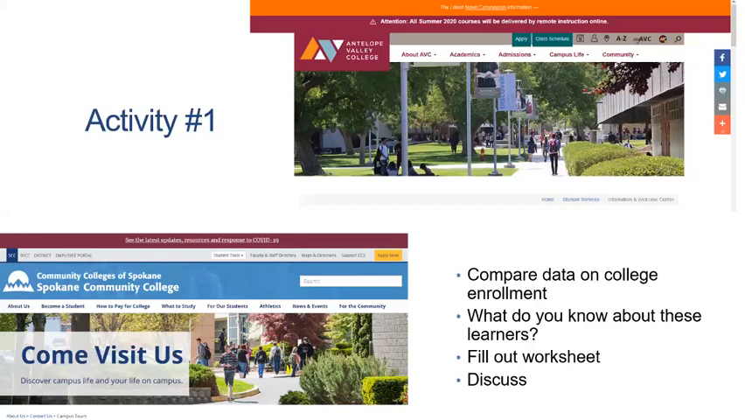So at Antelope Valley, most are under 24 years old. And at Spokane, it's the same thing. Most are under 24 years of age, with the median age being 27. At Antelope Valley, 58% are female, 40% male. And at Spokane, 45% are female and 33% male.